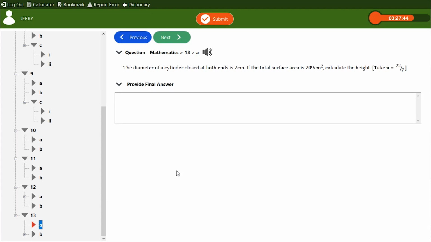Good. A diameter of a cylinder closed at both ends is what? 7 cm. Following instruction in exam hall matters a lot, or pays a lot. So it will pay you when you are paying close attention to questions.